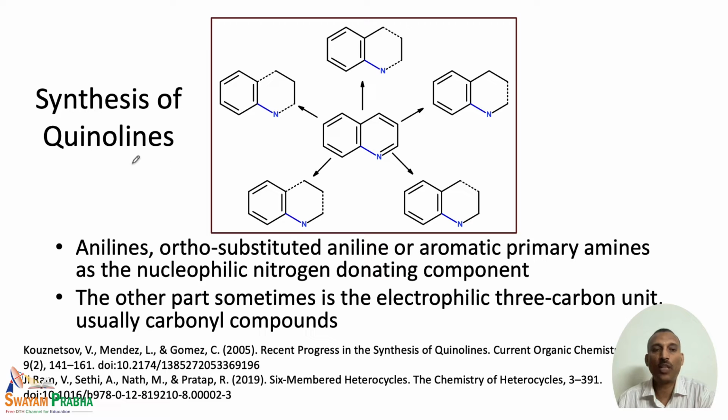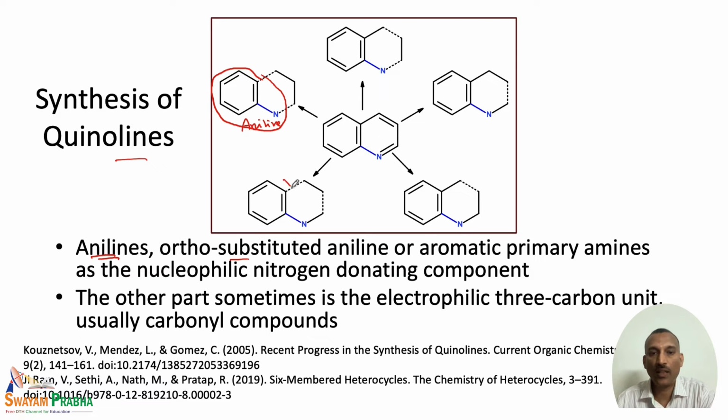So here are some schemes by which quinoline can be synthesized. We have given various examples, but in all the cases, anilines, especially the ortho substituted anilines or the aromatic primary amines, as the nucleophilic nitrogen donating component are the most important reactants. In all the cases, the starting material is the aromatic ring with the nitrogen, that means aniline is the starting material. The dotted line is the place where the connection takes place later on, that means during the synthesis we are connecting these two positions later on. So this is the starting material, nothing but aniline.